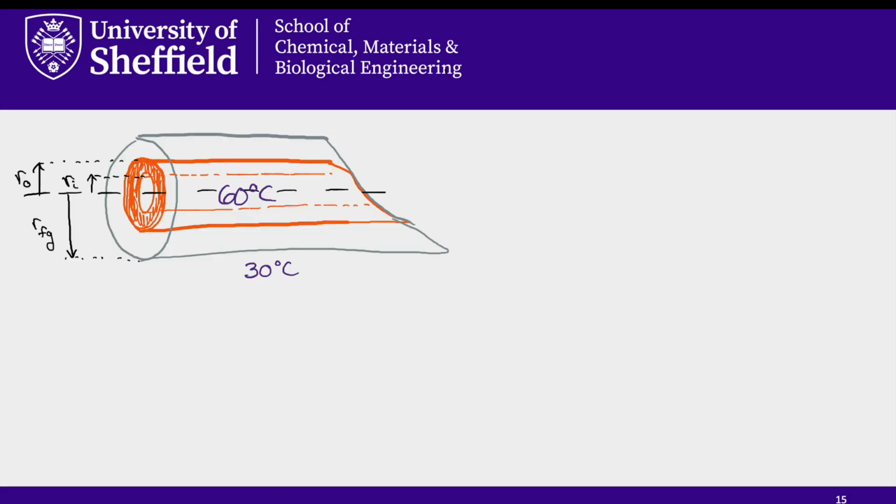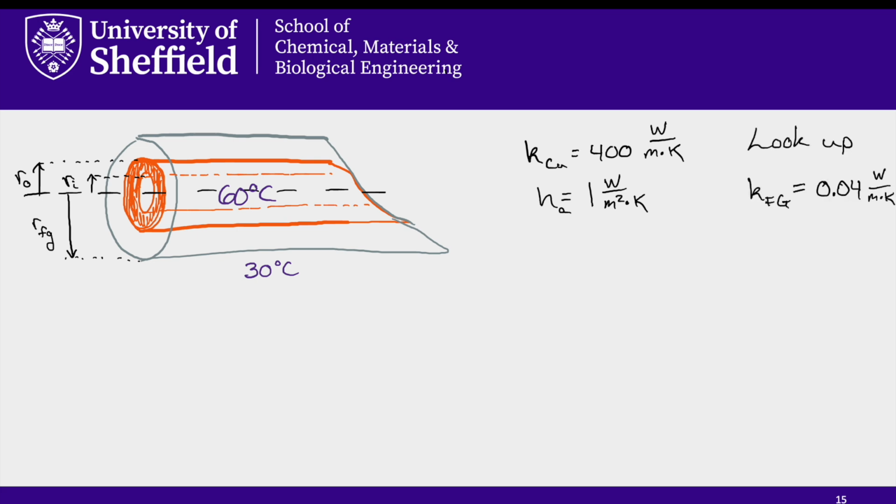All right, onward. Here's the physical schematic of our scenario. We've labeled the radii that we know, the inner radius and outer radius of copper, and the radius of the fiberglass is RFG. We're given a couple of our constants in the statement of the problem, and some of them we have to look up. You might be able to find different values for these parameters. That is absolutely fine. We're just trying to get an order of magnitude estimate here.